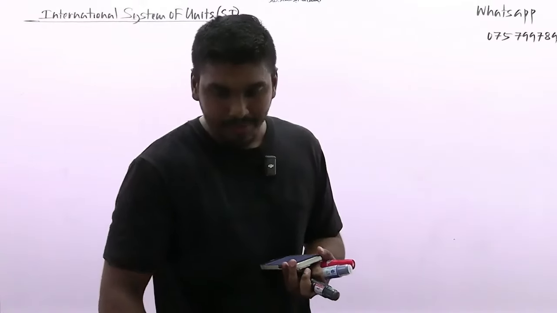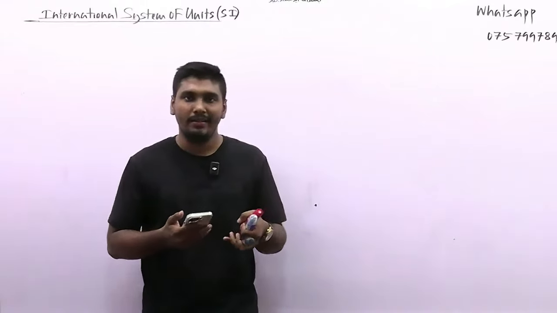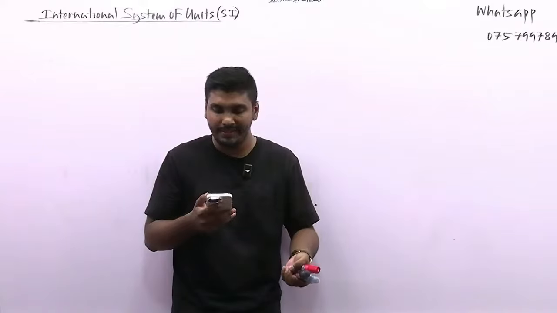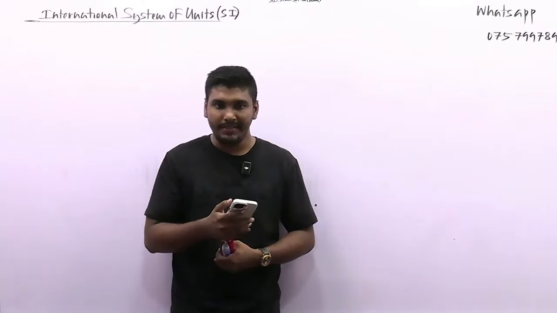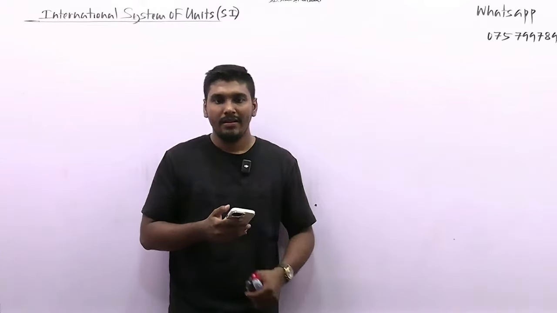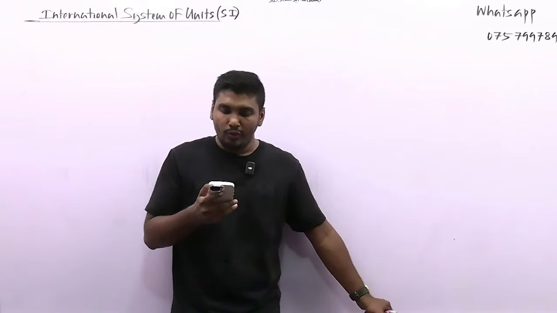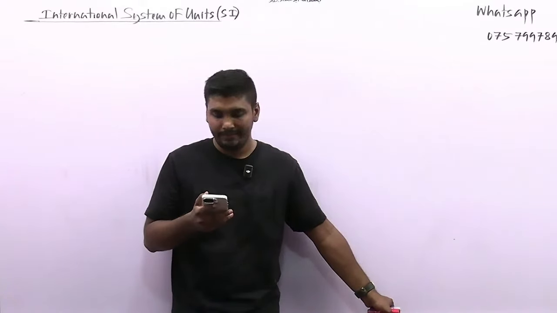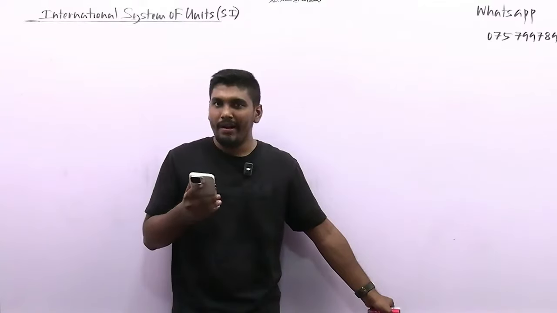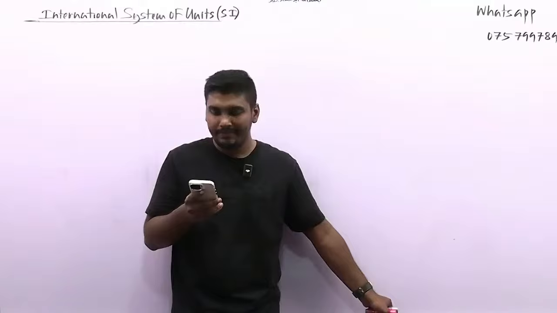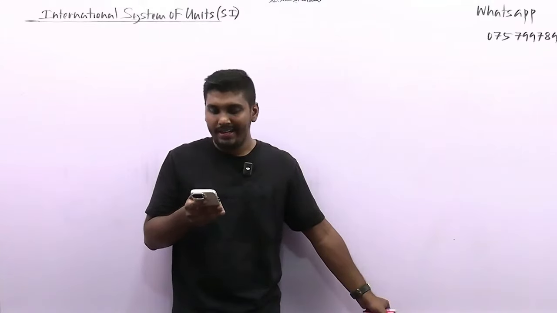Third one is derived units, D-E-R-I-V-E-D, derived units. Fourth one, multiple units. And fifth one, additional units.